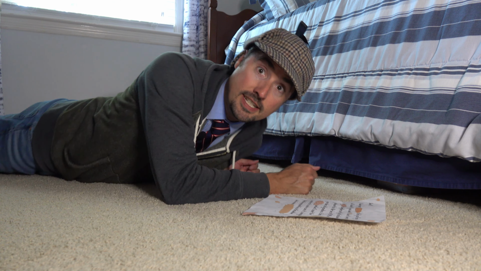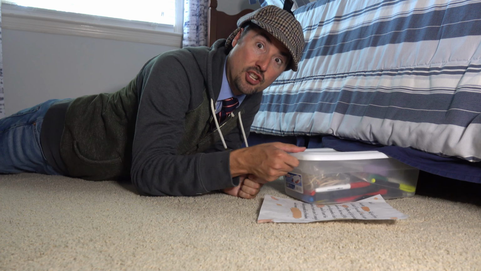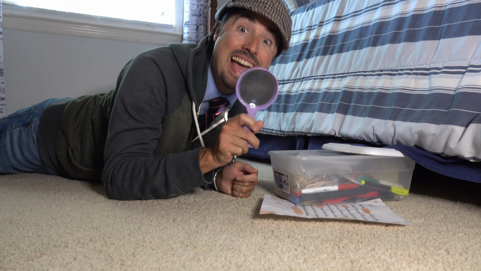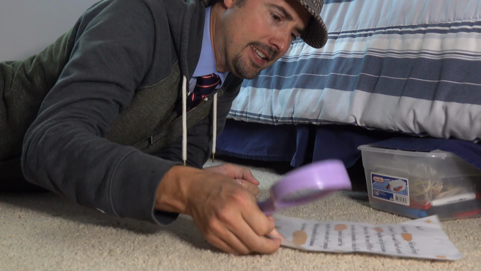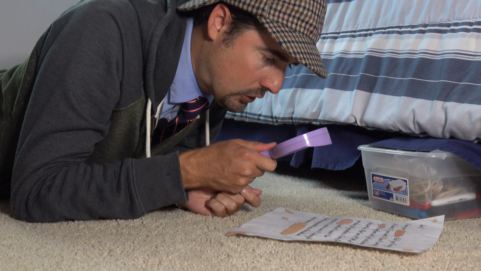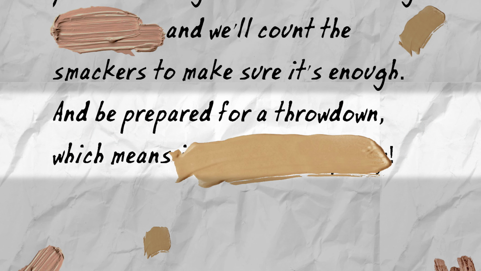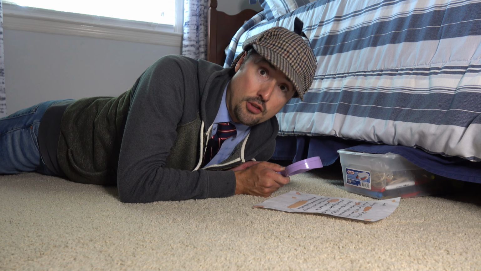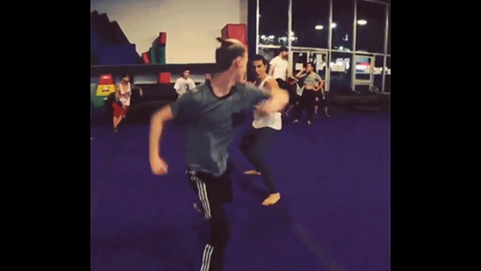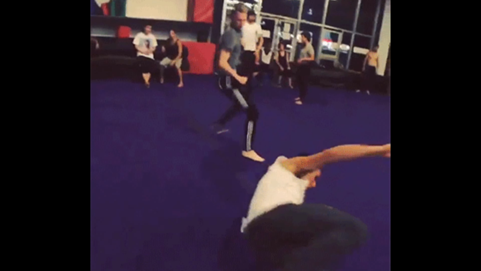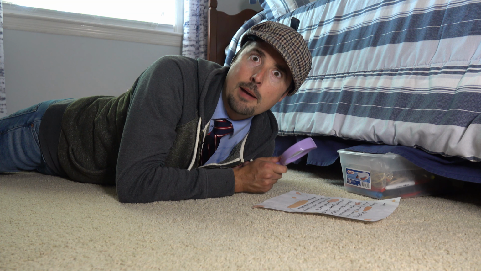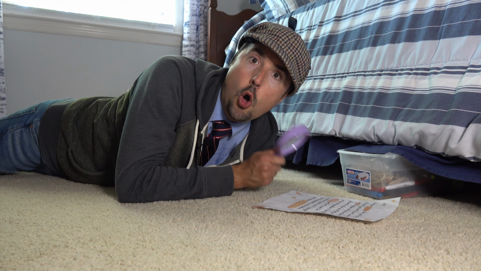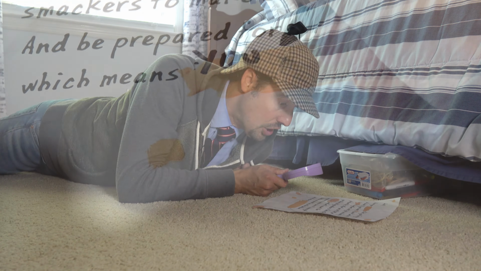If I want to be a good detective, I have to get my trusty magnifying glass. Let's take a look and see what we've got here. Here it says, "and be prepared for a throwdown, which means." Those are clue words that there's a definition that follows. A throwdown can be a competition or a performance. And in competitions, someone always loses. He probably means me. You will lose.